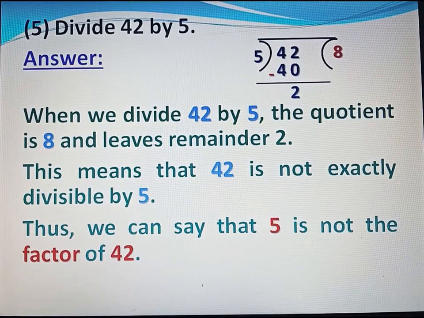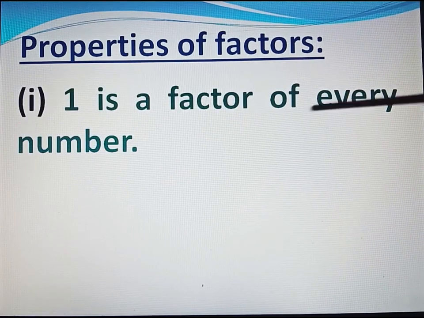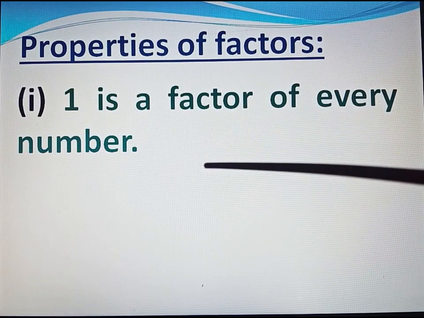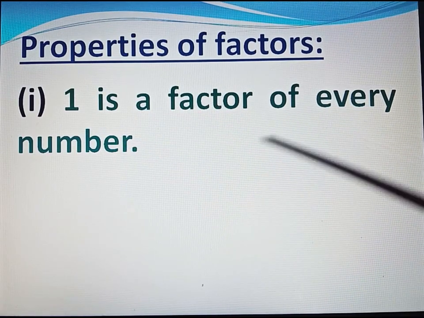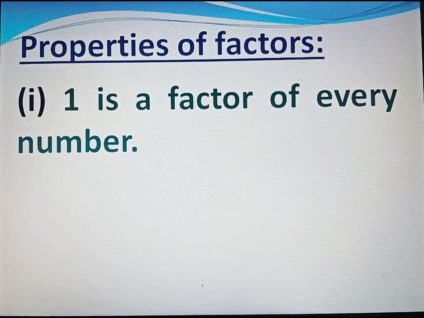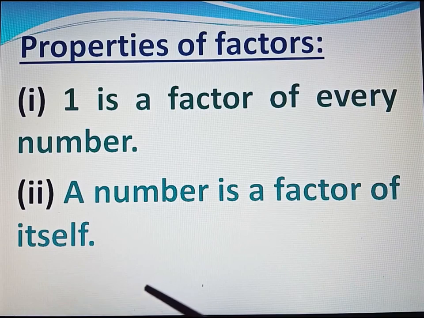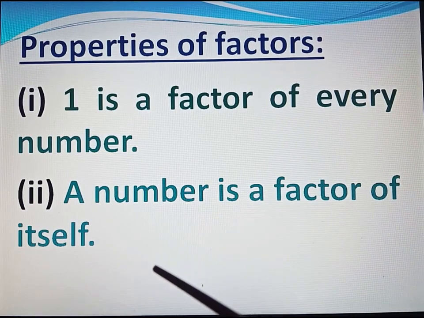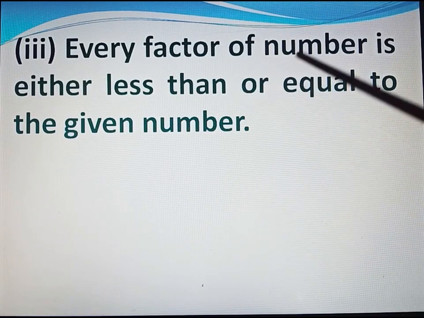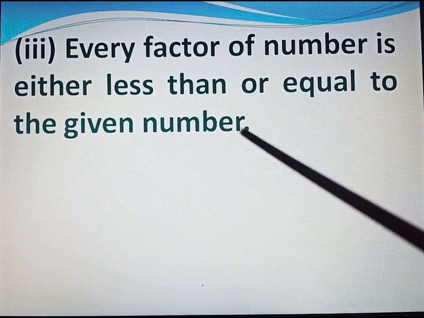Now next topic, properties of factors. First property, 1 is a factor of every number. 1 फैक्टर है every number का. Second property, a number is a factor of itself. नंबर एक फैक्टर है उसी नंबर का. थर्ड प्रॉपर्टी, every factor of a number is either less than or equal to the given number.